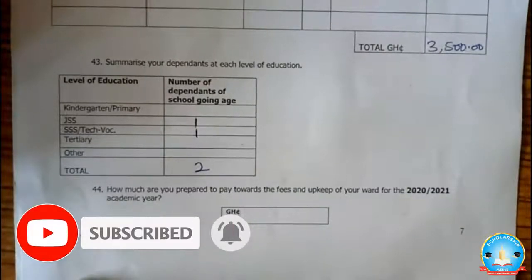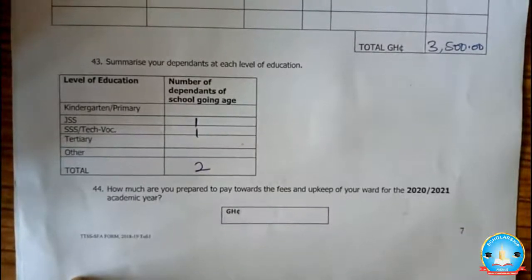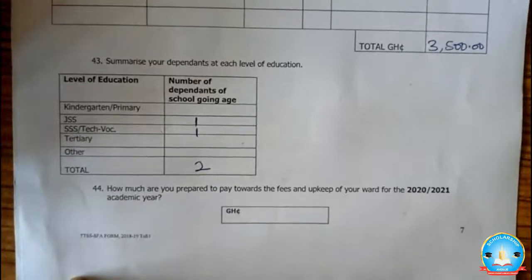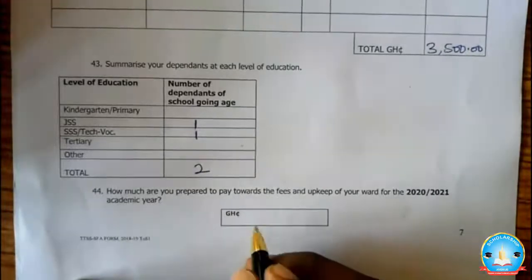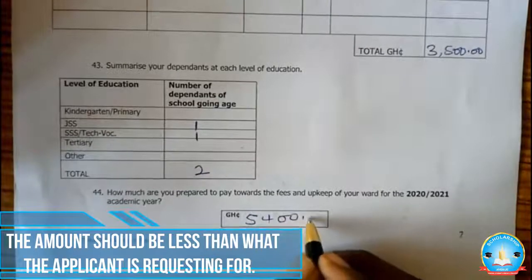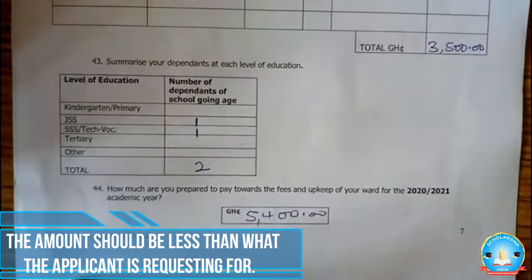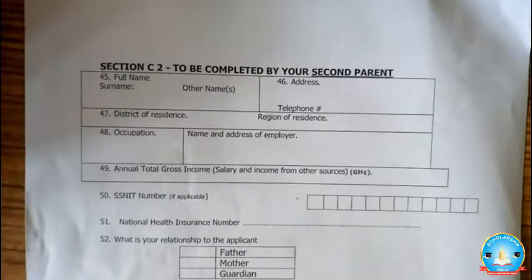How much are you prepared to pay towards the fees and upkeep of your ward for the 2020-2021 academic year? This question still goes to the parent, since the parent is answering this form at this section. So parents, you need to write the amount there. I have 5,400 just for example. Now, this is the final stage of this form.